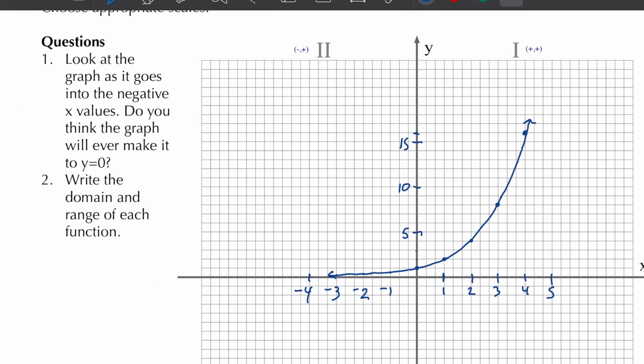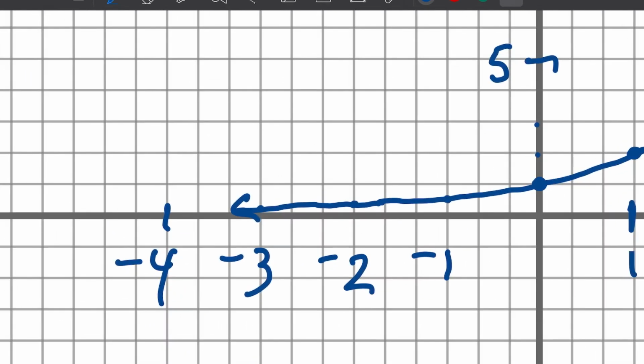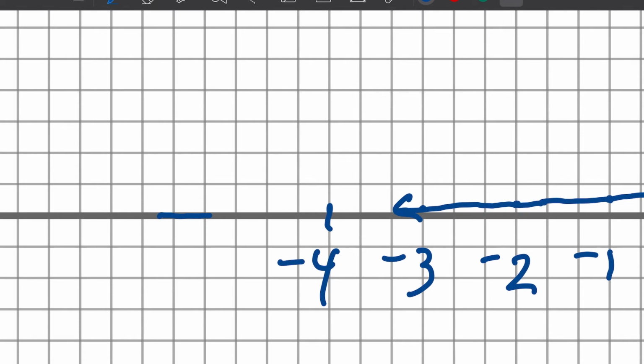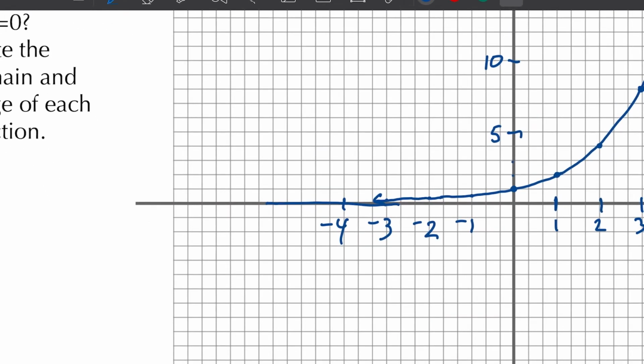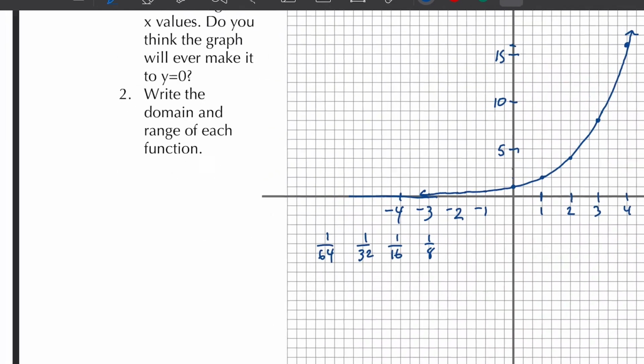Now, look at how this graph is going down, down, down. Do you think it's ever going to get to this line right here? Well, let's take a quick look. At -3, it's at 1/8, right? At -4 would be at 1 over 16. At -5, it would be at 1 over 32. At -6 would be at 1 over 64. These keep getting closer and closer to 0, but this graph never touches y equals 0. Never gets to y equals 0.